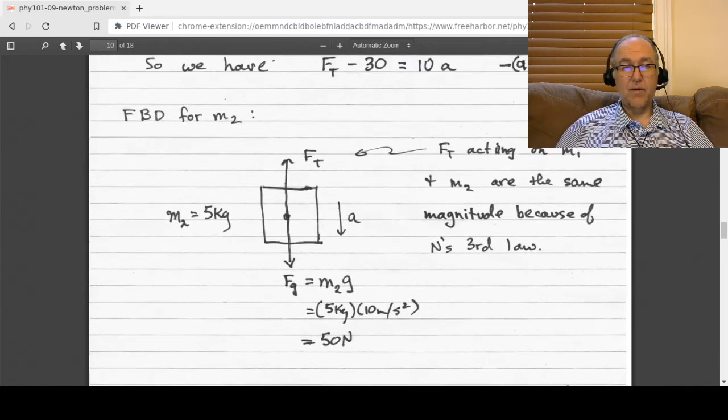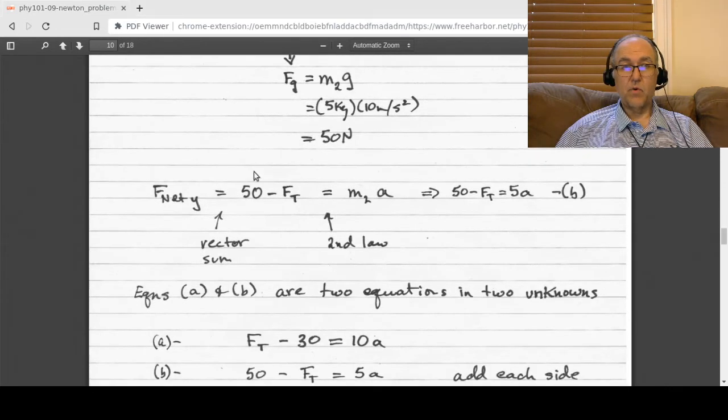And then we did the free body diagram for number 2. That free body diagram has two forces. We've got the weight down, 50 newtons, okay, and we've got FT up. We don't know how big that is. And the 50 newtons down must be winning. And so we have that the net force is 50 minus FT. That must equal, because of Newton's second law, M2 times A. M2 is 5 kilograms. And so we have that 50 minus FT is 5A.